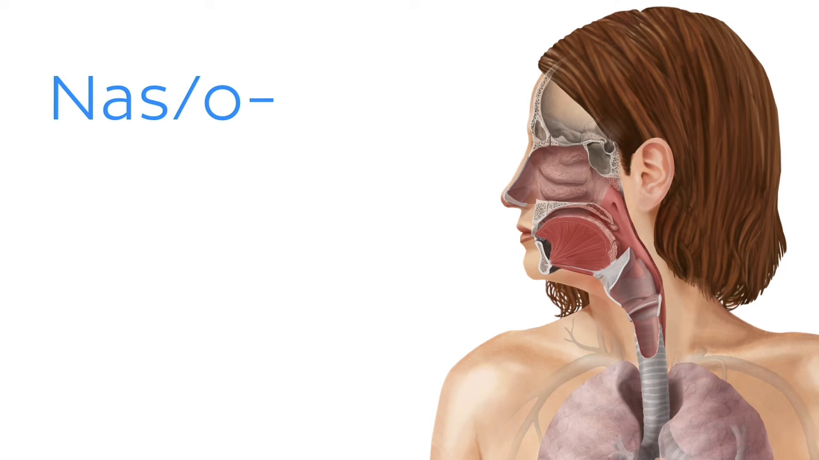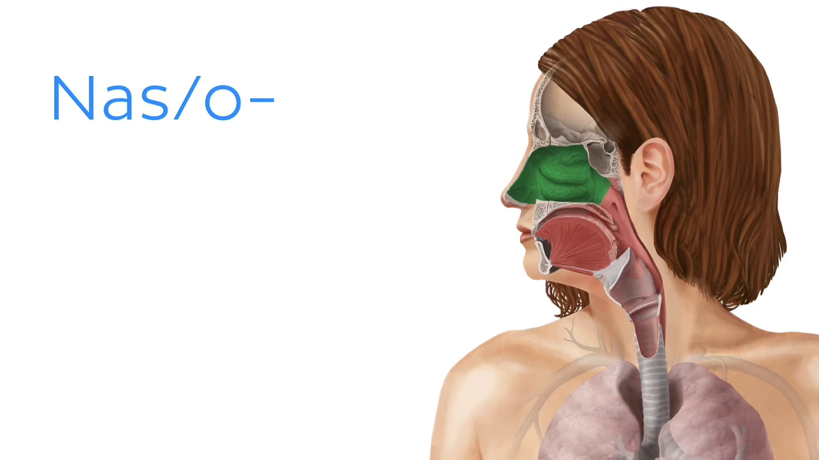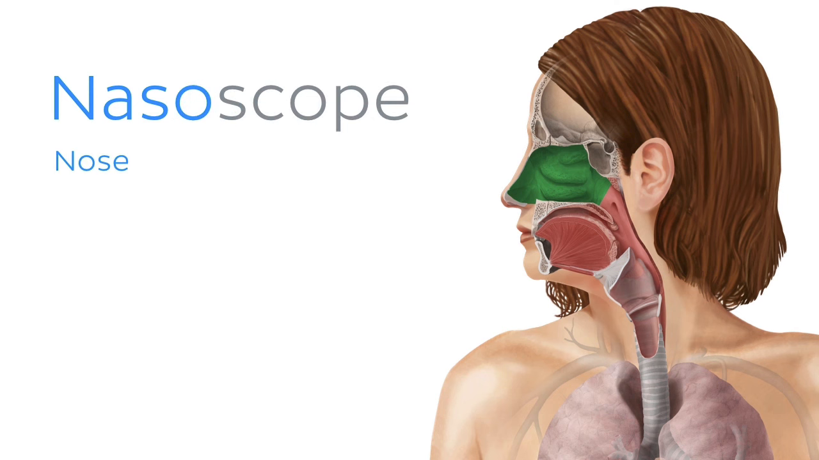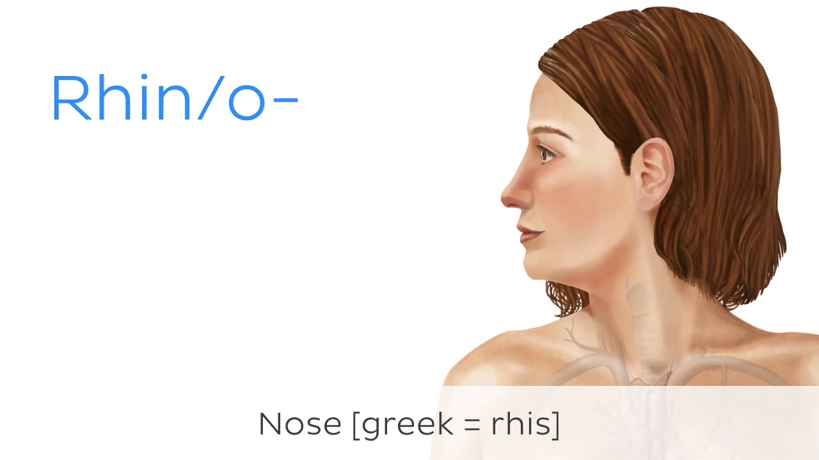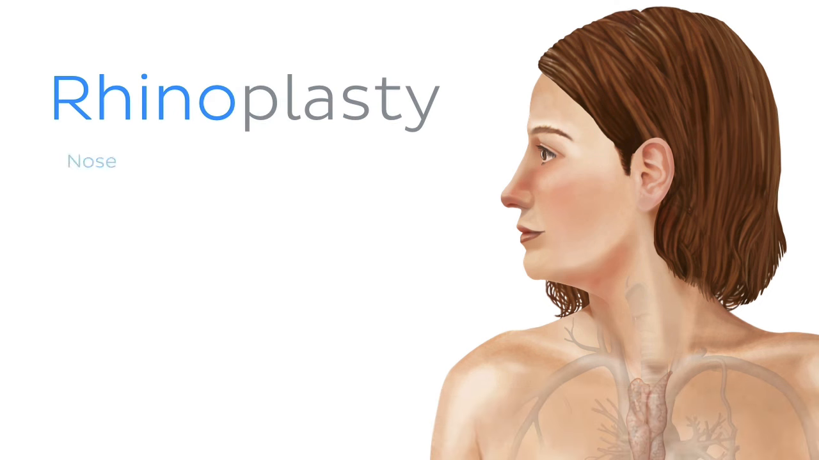The first root we look at has to be nas or naso with the O at the end, which of course means the first point of entry in the respiratory system, the nasal cavity. We'll see it pop up in terms like nasoscope, an instrument used to examine the nasal cavity. Another root that also refers to the nose is rhin or rhino with the O at the end. You've almost definitely heard it used in the term rhinoplasty, perhaps better known as a nose job.